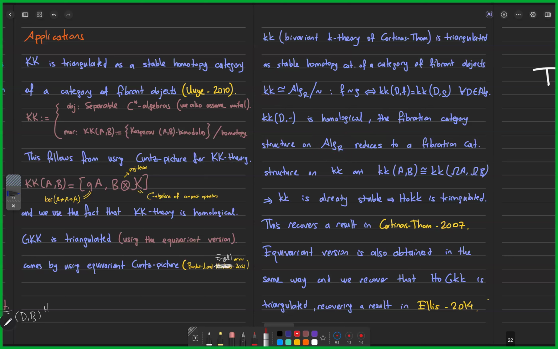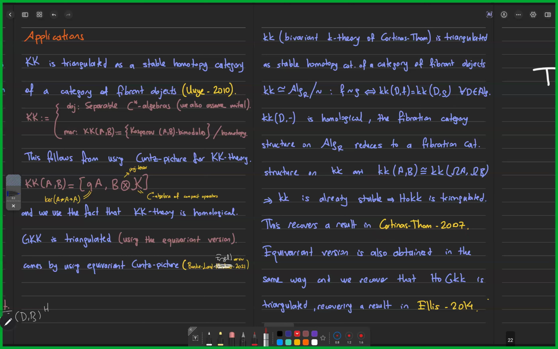And it is also given in Cortinas and Thom's paper that there is a loop space object, and the loop space satisfies this property. So this is actually already a stable category. This means OKK is triangulated. This recovers the result by Cortinas and Thom, because of the definitions of weak equivalences here, which says that the category KK is a triangulated category.